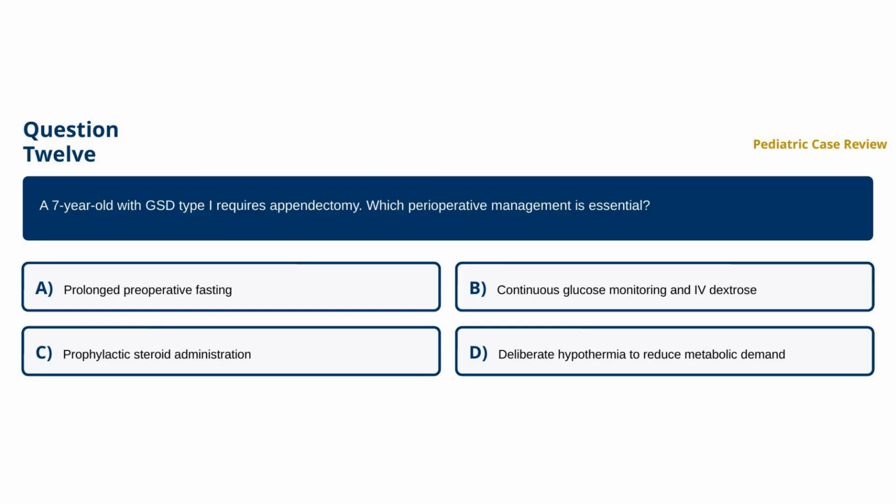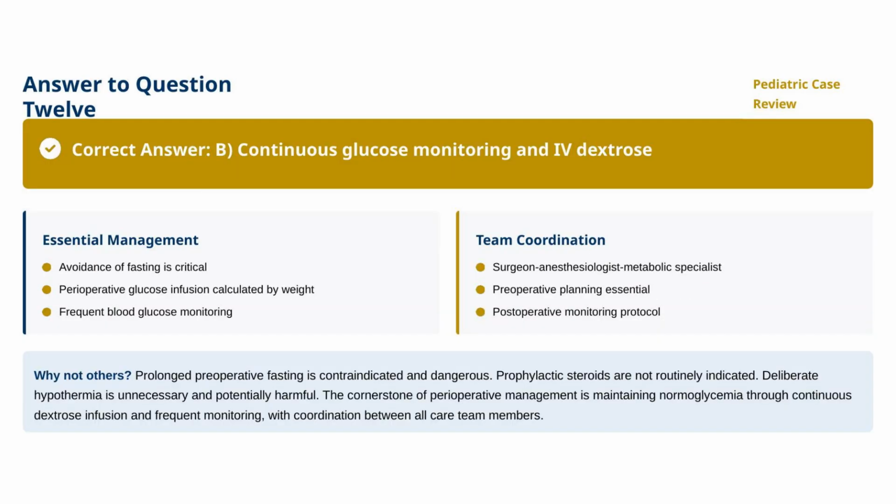Consider the special metabolic needs of patients with GSD type 1 during surgical procedures. Think about how the inability to maintain glucose homeostasis affects perioperative management and which intervention would be most critical to prevent metabolic decompensation. The correct answer is B, continuous glucose monitoring and intravenous dextrose.